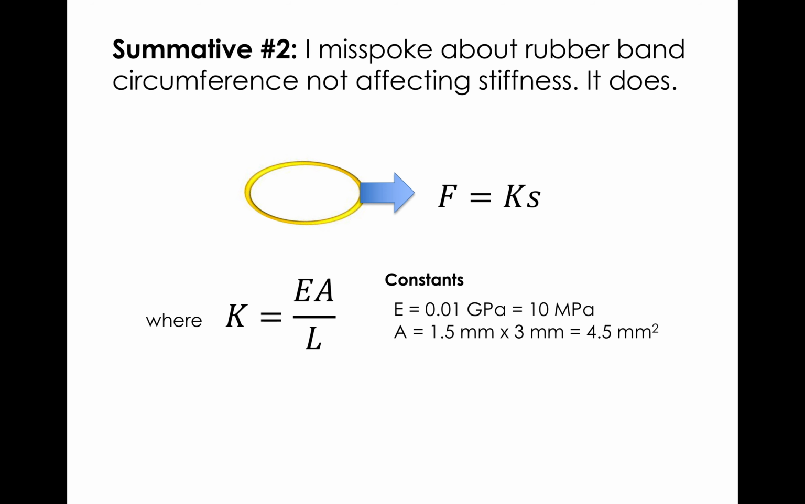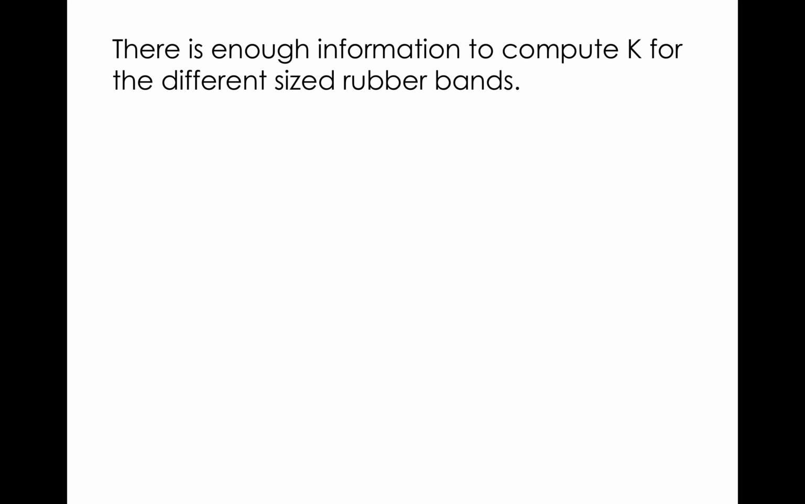The cross-sectional area of the rubber band is equal to its 3 millimeter width times its 1.5 millimeter thickness, which is 4.5 millimeters squared. Those are constant for the small, medium, and large sizes. So E and A will be the same for those rubber bands. L, however, will vary with the circumference, so L is going to vary with the size. There is now enough information to compute K for the different size rubber bands.